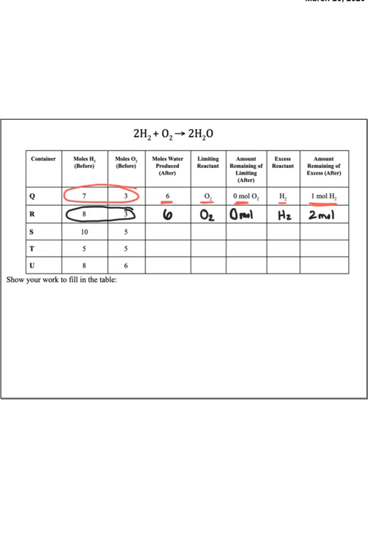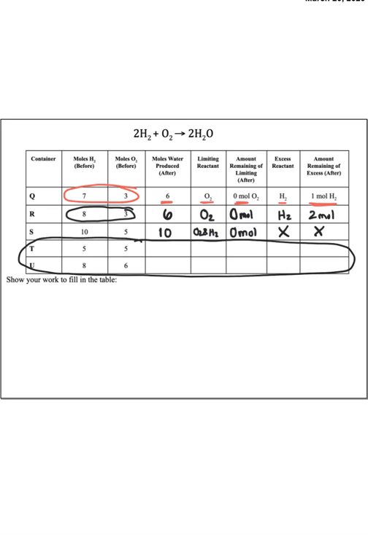Let's do letter S, 10 and 5. So moles of water produced, we made 10. Limiting, we'll say O2 and H2, and there's 0 moles of both. Excess, we didn't have any, and so there's no leftover. So now, hopefully, if you were confused over spring break, you should be able to do these, and then you should be able to do the last page of the POGL, which is just generic practice.